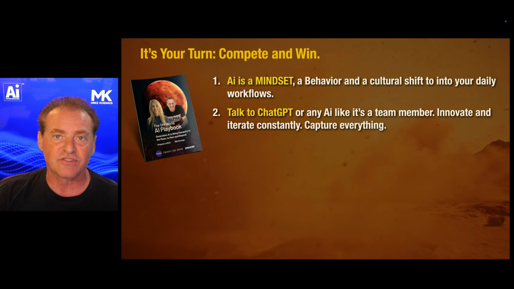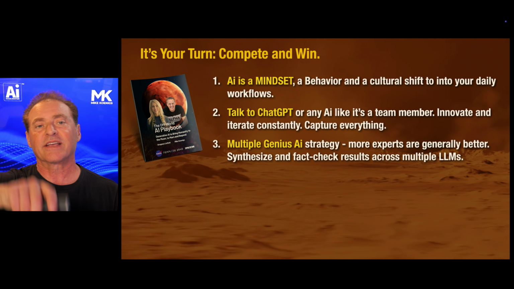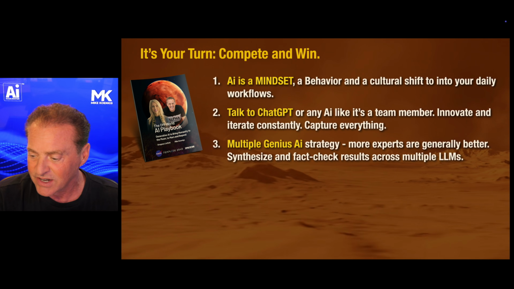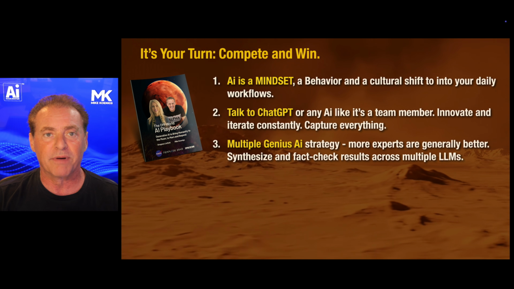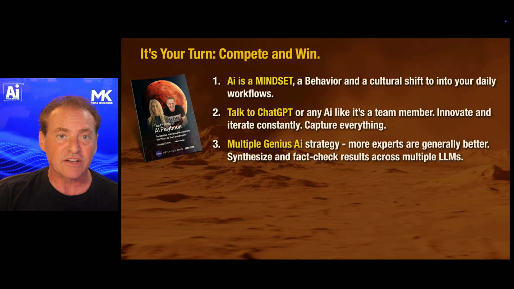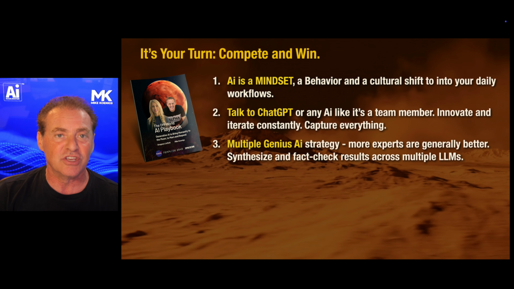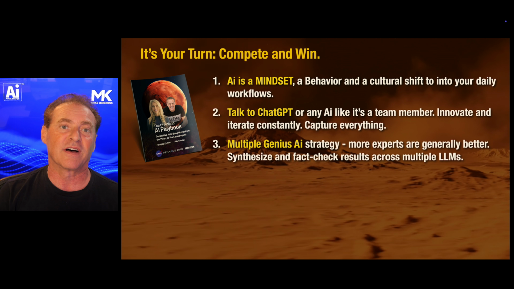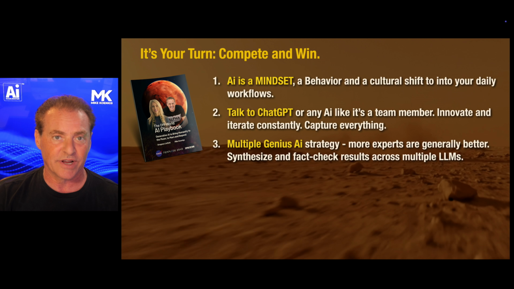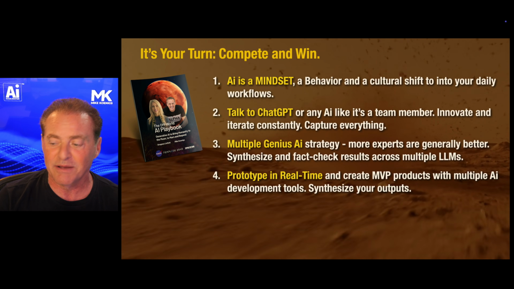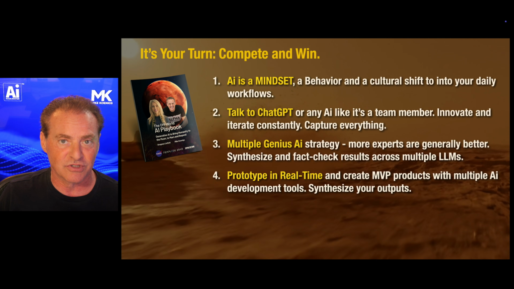All right. The next big idea is talking to GPT, which is: treat it like a team member, innovate and iterate constantly, and capture everything. You can feed the results back into the AIs and they constantly get better. And then using the multiple genius AI strategy, more are better. Now there's a certain saturation point where there's so much you can't decode. That's up to you and your ability to absorb. But I've found that having more ideas to pick from makes teams more creative. You just need to keep to a timeline. And part of that is learning a cadence. That is a teachable skill set.